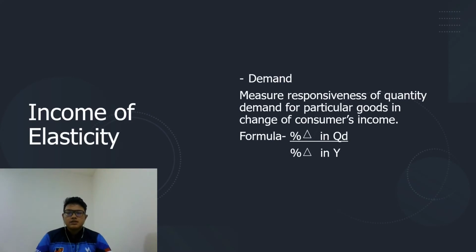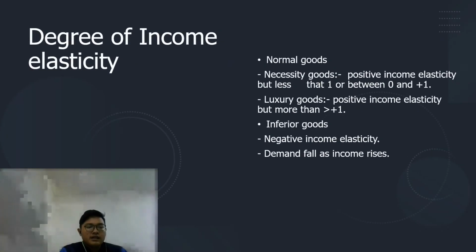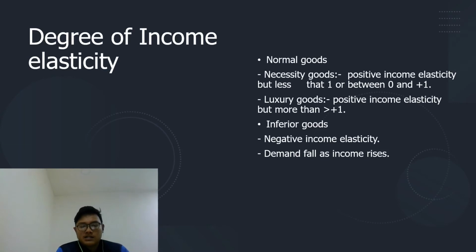Income elasticity of demand. The definition is the measure of responsiveness of quantity demanded for a particular good to a change in consumers' income. The formula is percentage change in quantity demanded divided by percentage change in income. Degree of income elasticity has two parts, normal goods and inferior goods.